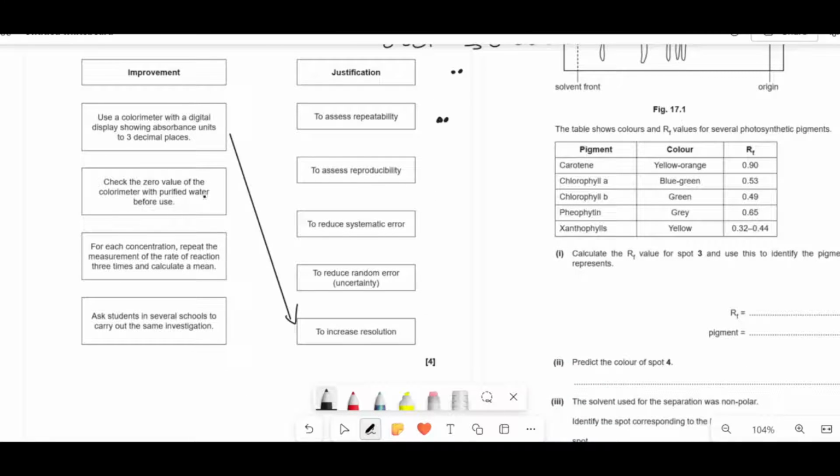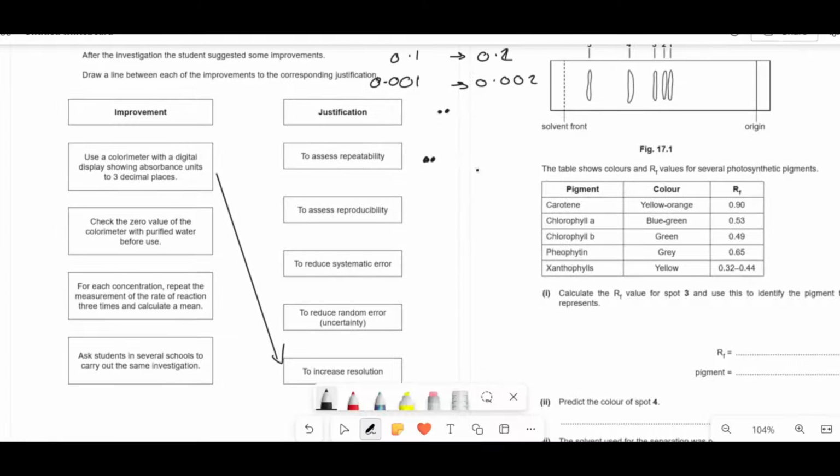Next it says, check the 0 value with purified water before use. So with these kinds of questions, just think what would happen if I didn't. If I didn't, then it would always add a separate value. So I don't know, if it started at 0.2, every single measurement I had would have a 0.2 added on top. When you have an error that's affecting everything the same way in a systematic sense, it's a systematic error. So there you go.